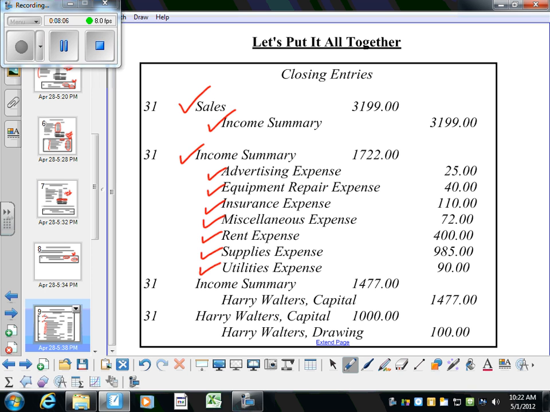Now, if you did remember to post here and post here, you now will have a balance in your income summary. So what you need to do is close it. So this transaction will close your income summary. This transaction will transfer it to the capital. This transaction closes the drawing. This transaction transfers it to your capital. And then make sure you post these as well.